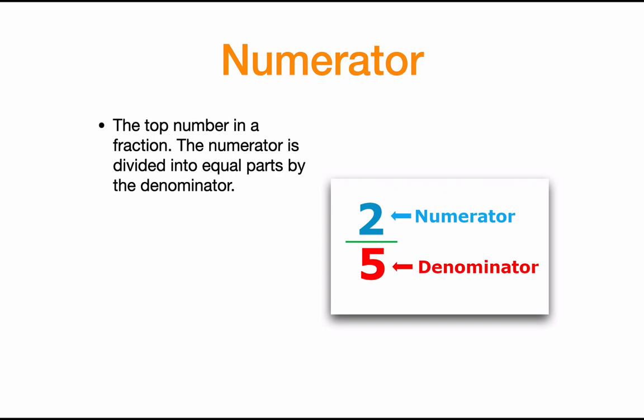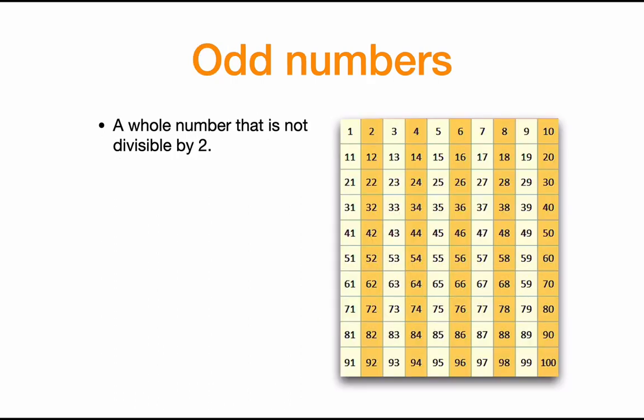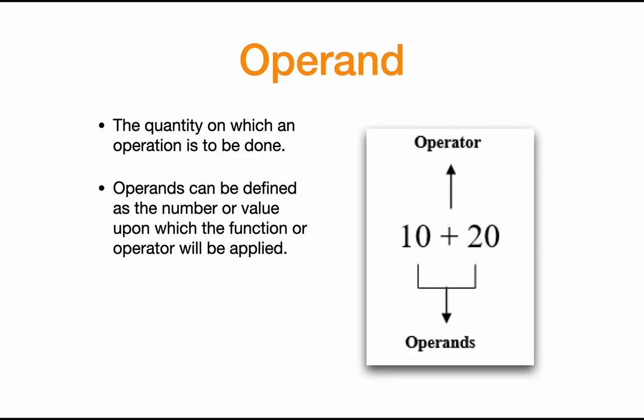Numerator, the top number in a fraction. The numerator is divided into equal parts by the denominator. Odd numbers, a whole number that is not divisible by 2. Operand, the quantity on which an operation is to be done. Operands can be defined as a number or value upon which the function or operator will be applied.